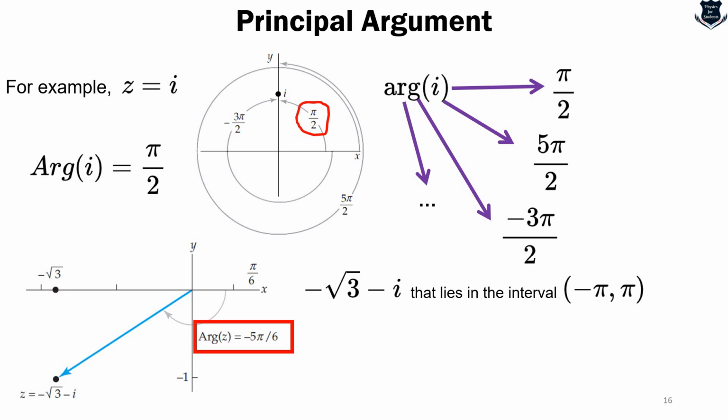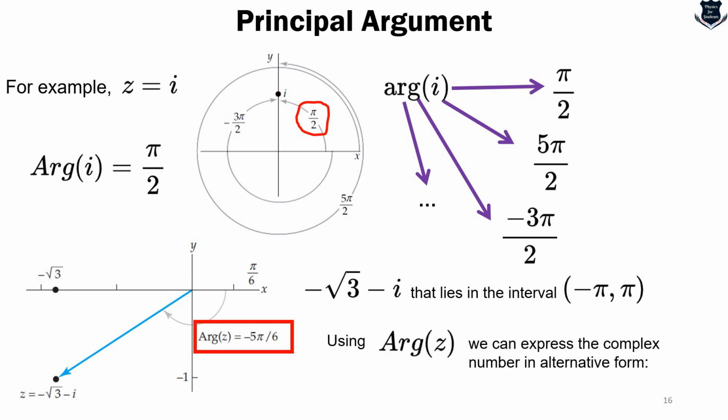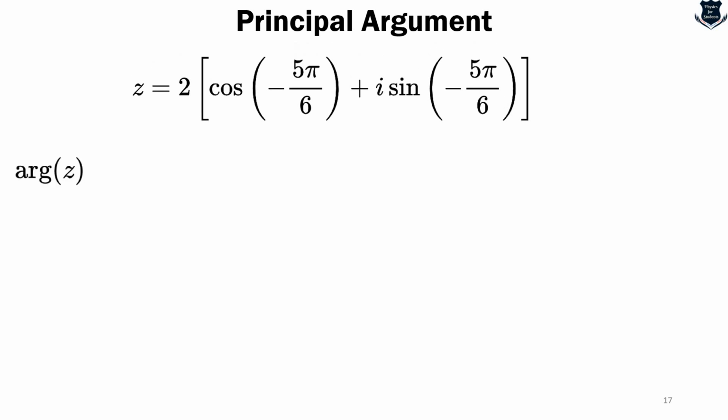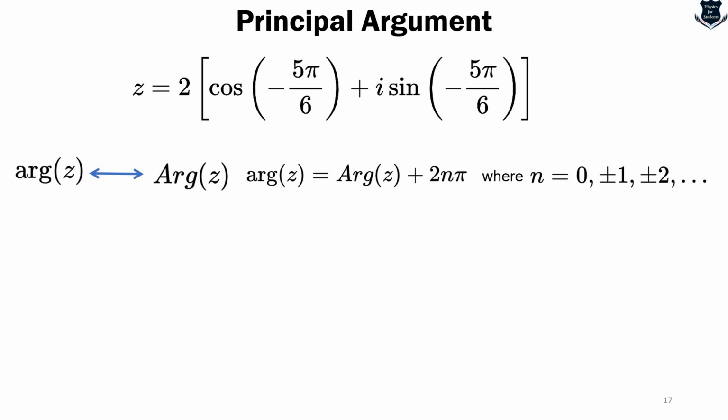So using Arg z, we can express the polar form of the complex number in another alternative form, and this alternative form is something like this. And remember that the relation between arg z and the principal Arg z is given by this one, where n should range over 0, plus minus 1, 2 and so on. So if I take an example, arg i equals pi by 2 plus 2n pi, and I have already given the value ranges.